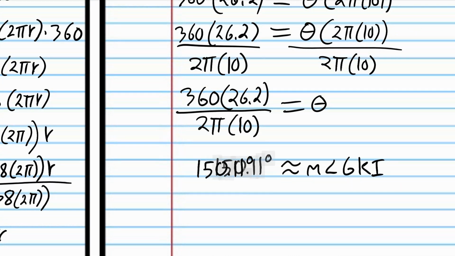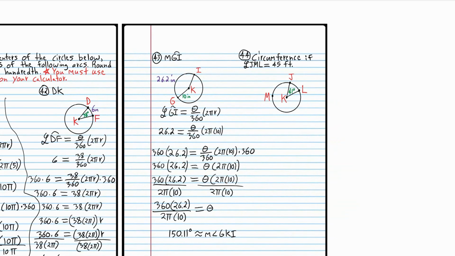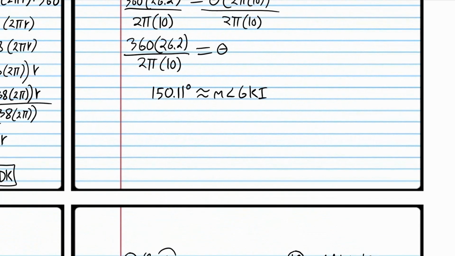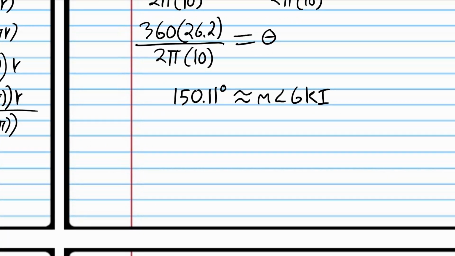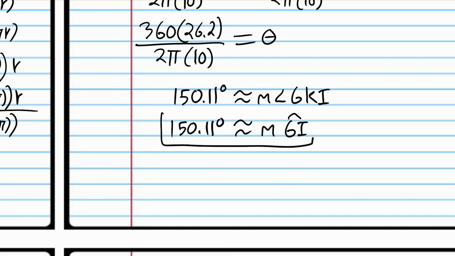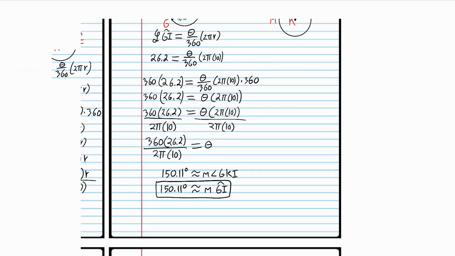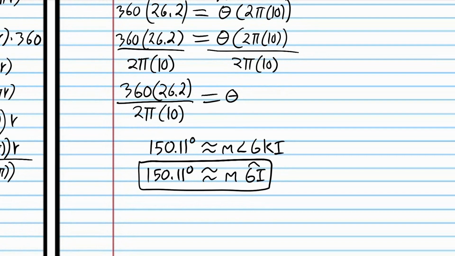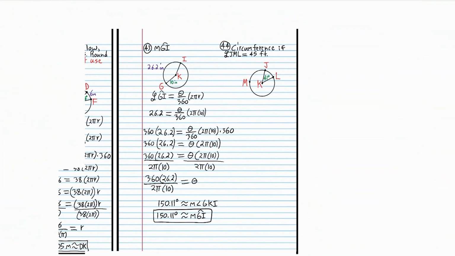But that central angle is going to be equal to the corresponding arc measure, which is GI. So we can just change that to the measure of arc GI, and that is our final answer. So that's the measure of arc GI. So let's do one more of these problems before you try one on your own.